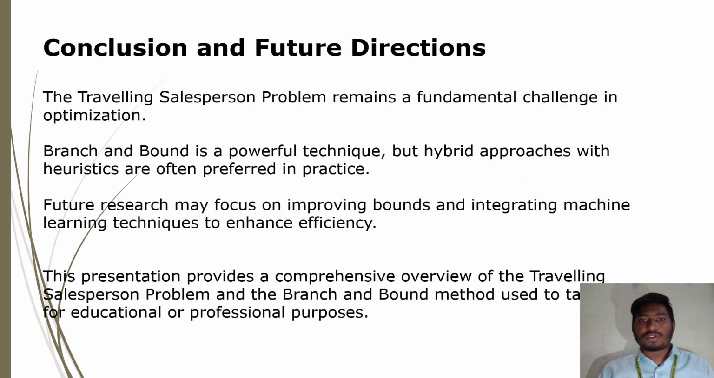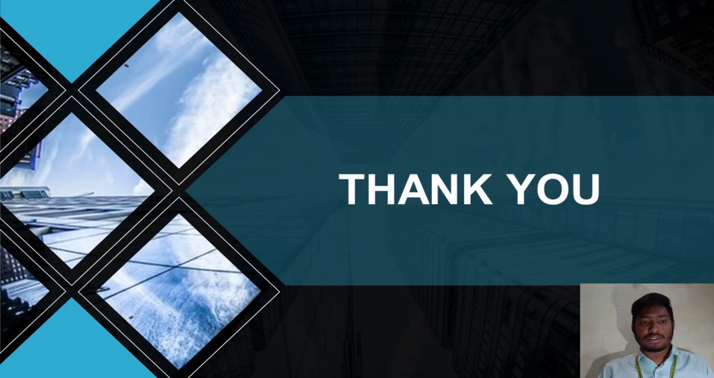Conclusion and future directions. The traveling salesperson problem remains a fundamental challenge in optimization. Branch and bound is a powerful technique, but hybrid approaches with heuristics are often preferred in practice. Future research may focus on improving bounds and integrating machine learning techniques to enhance efficiency. Thank you.